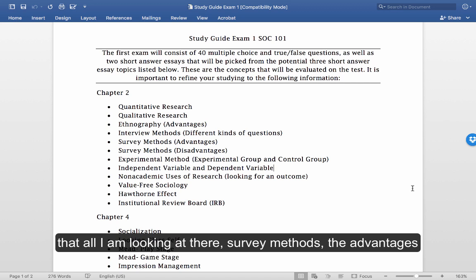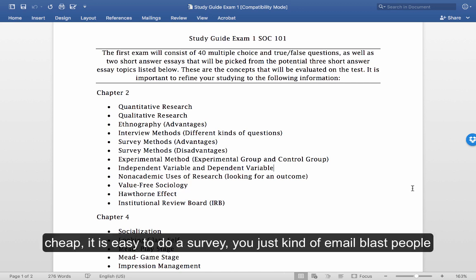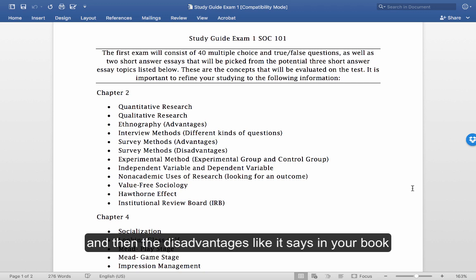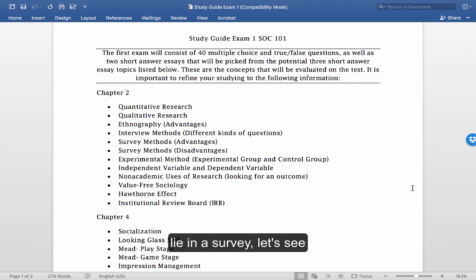Survey methods, the advantages, right? They are quick to distribute. They're strong on reliability. They're cheap, right? It's easy to do a survey. You just kind of email blast people. And then the disadvantages, like it says in your book, they're pretty weak on validity because people may lie in a survey.